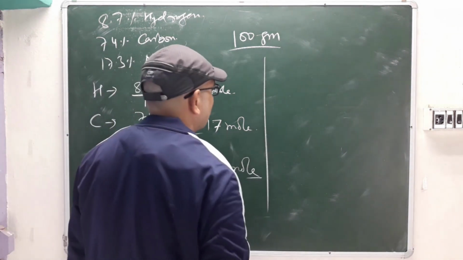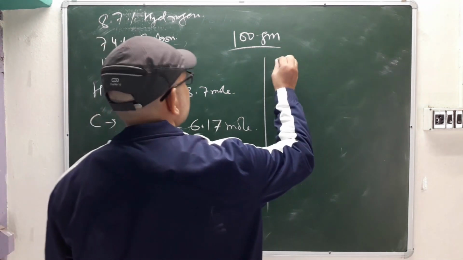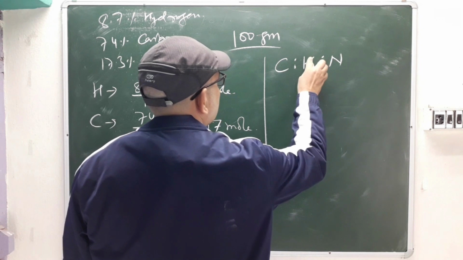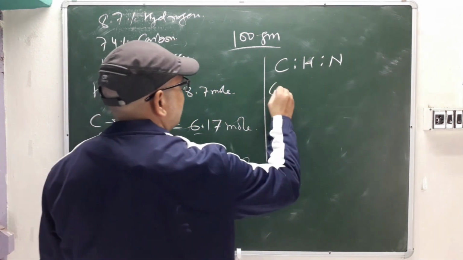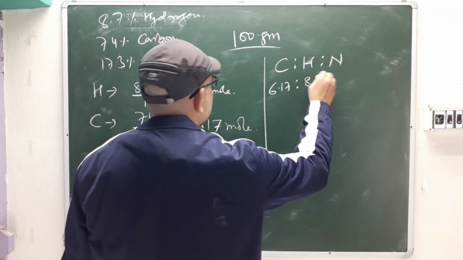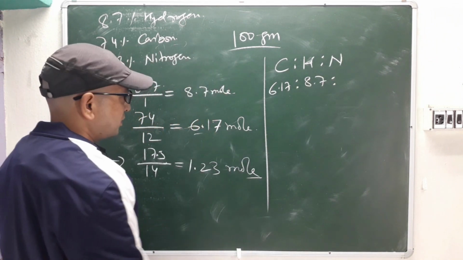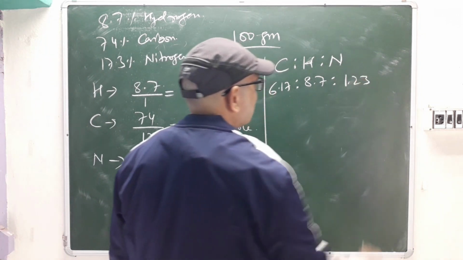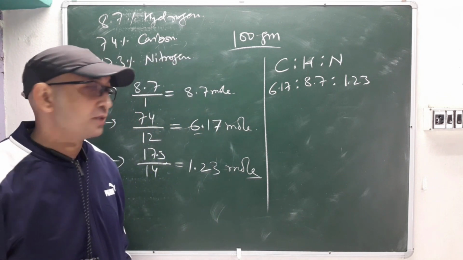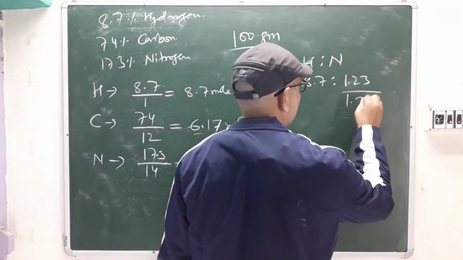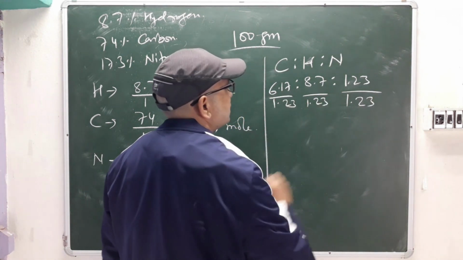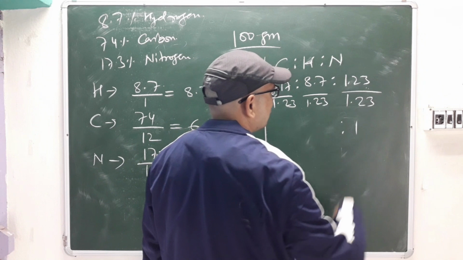So for the empirical formula, what can we write? Carbon is to hydrogen is to nitrogen. Just write it down. How many moles of carbon are there? 6.17. Hydrogen, how much is there? 8.7. Nitrogen, how much is there? 1.23. So what we have to do is divide everything by 1.23, right? Just divide: 1.23, 1.23, 1.23. How much is it coming? This will be 1, so nitrogen is 1.